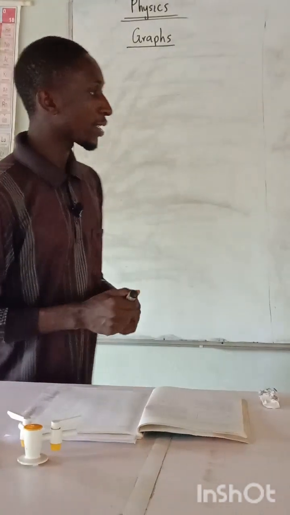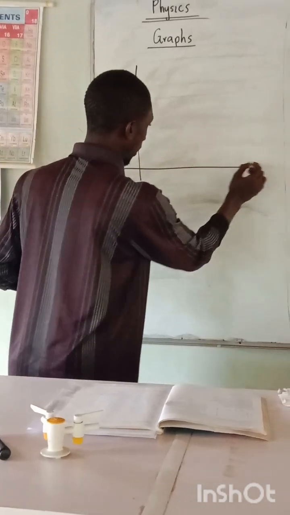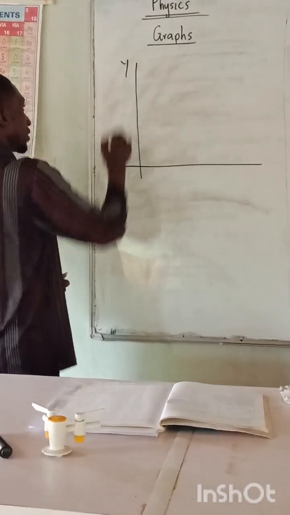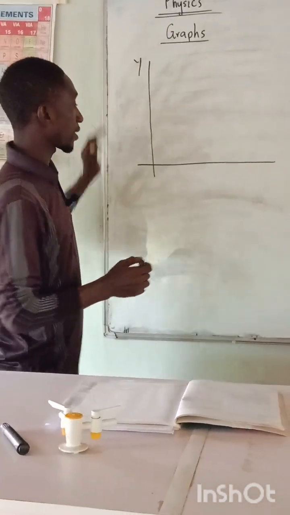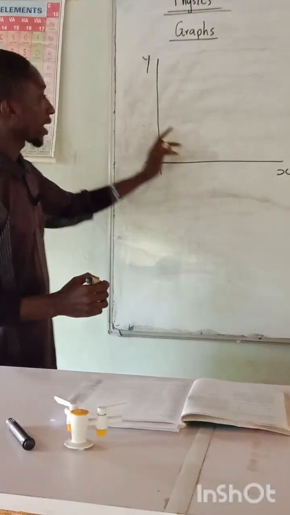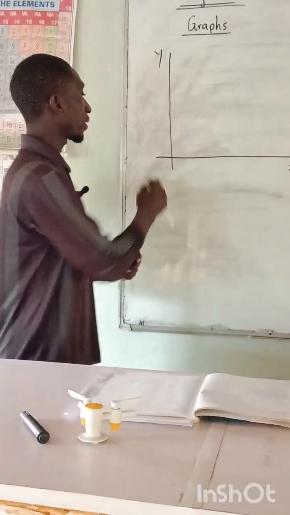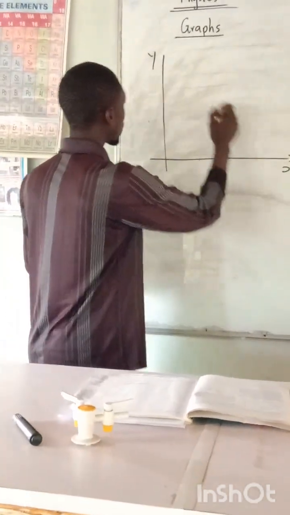But before then, we need to establish this fact that a graph is like this. This is popularly known as y, which is in mathematics. But in physics, you don't name your graphs y and x. You name it according to the variable given to you. All right, so let's use y and x, for instance.